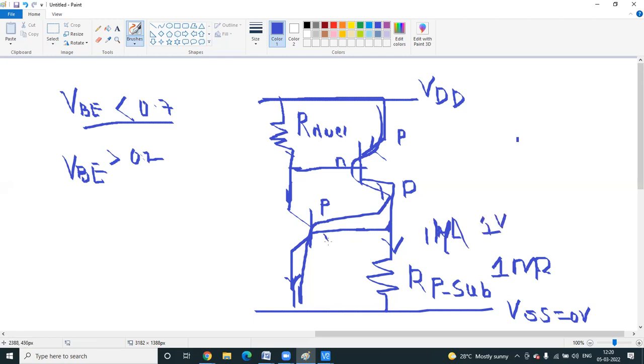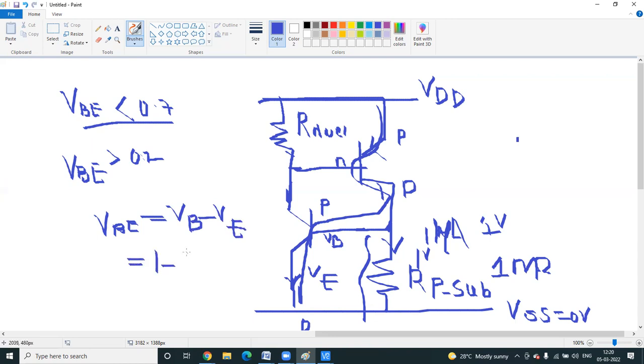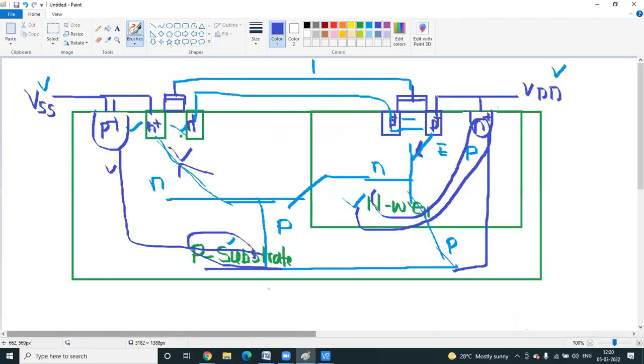So this terminal is base. This is your emitter. If you subtract, the base voltage is this voltage, you got 1 volt. Emitter voltage is directly connected to ground. So VBE you can write VB minus VE. So VB voltage is 1 volt, VE equal to 0 volt, which is greater than 0.7. This analysis is without tap.